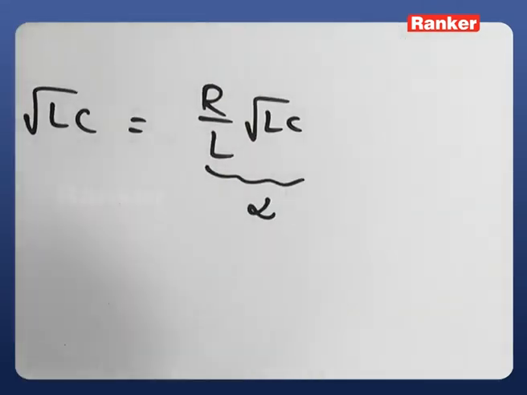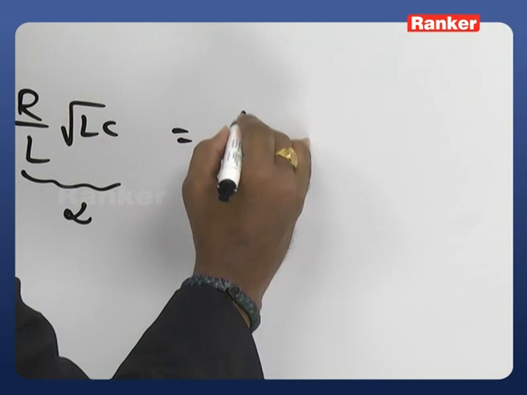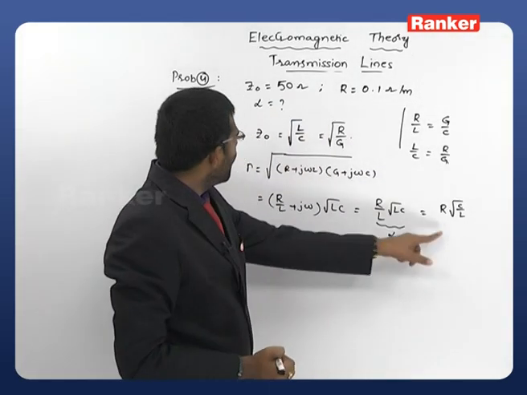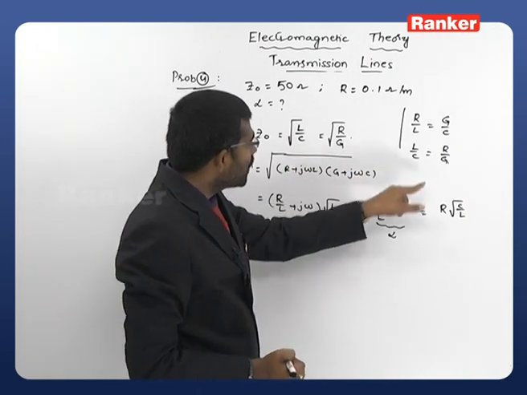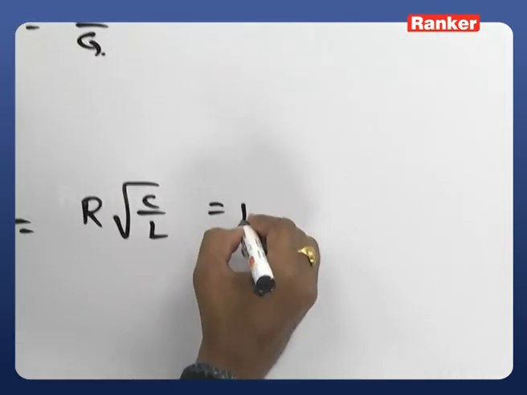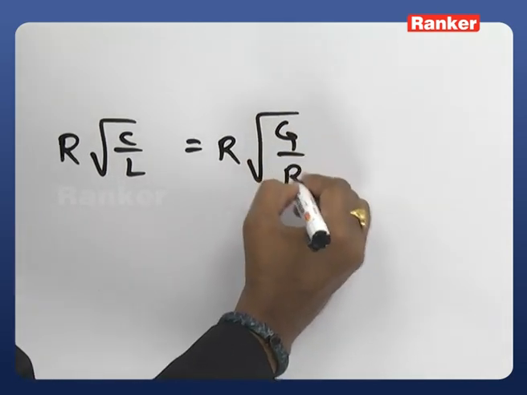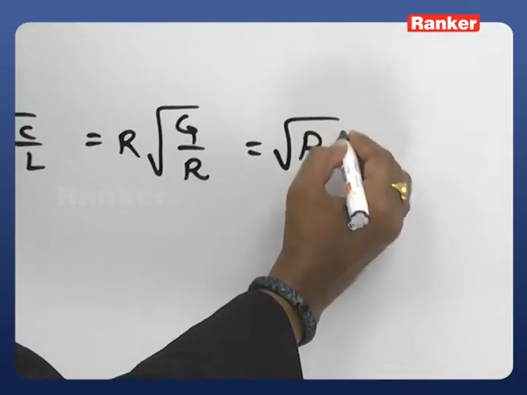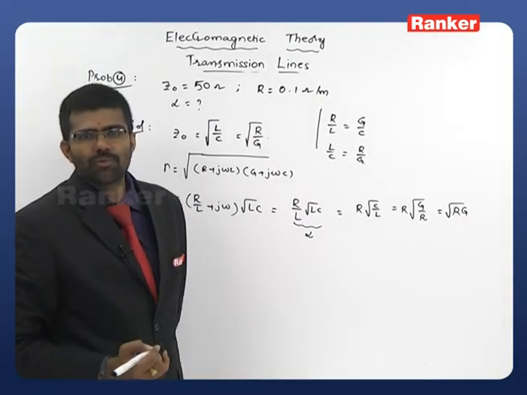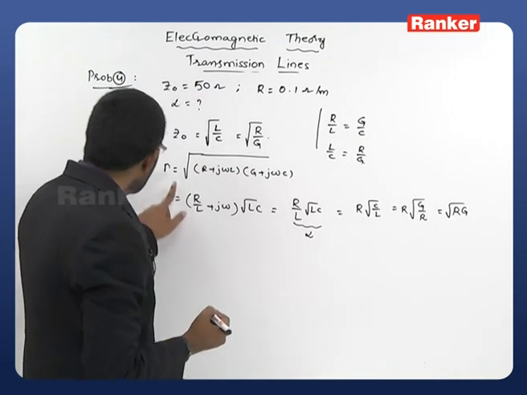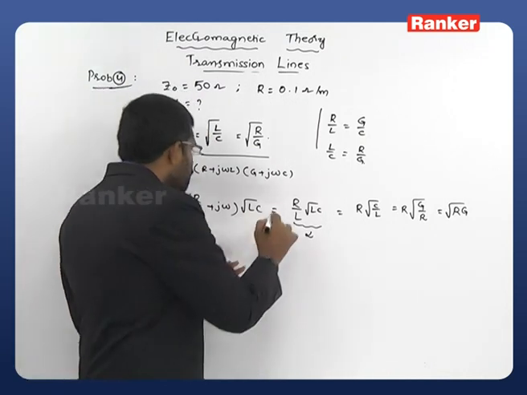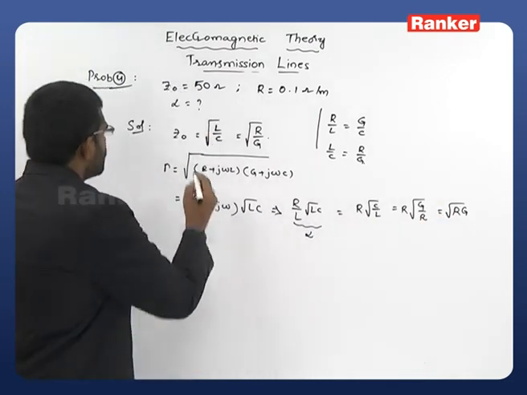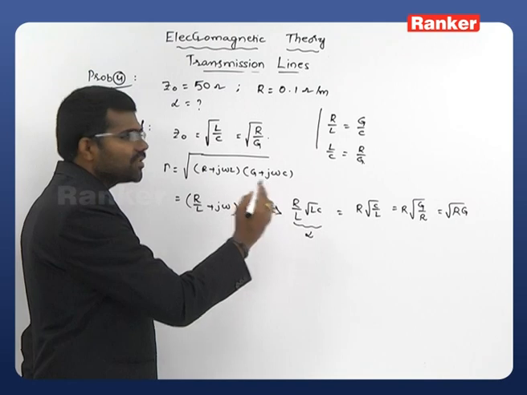This is our alpha, which is equal to R root C by L, right? Root C by L can be written as root G by R, which is equal to R root G by R. Now simply it is equal to root RG. So once or twice if you practice it, it is very easy to remember also. So just up to this part I gave gamma, after this one this is alpha. Alpha is equal to root RG. Z0 is equal to root R by G, alpha is equal to root RG.